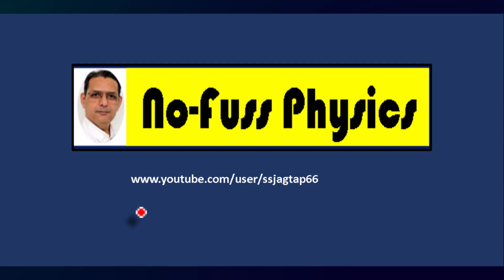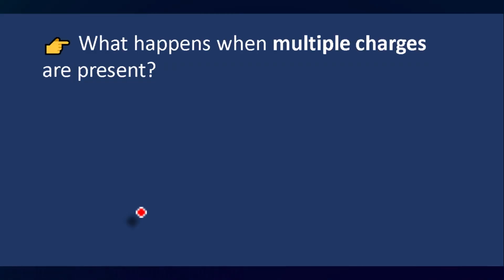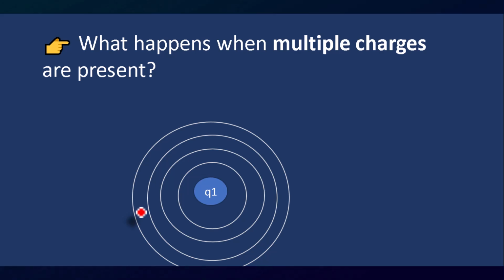In the last video, we introduced the idea of electric field strength, a powerful way to describe how charges influence space around them. But in real situations, we rarely have just one charge. What happens when multiple charges are present? For example, we have this charge Q1 with its electric field around it. What would happen if we had two more charges, Q2 and Q3, near it? How do their electric fields combine? Do they cancel? Do they add up?